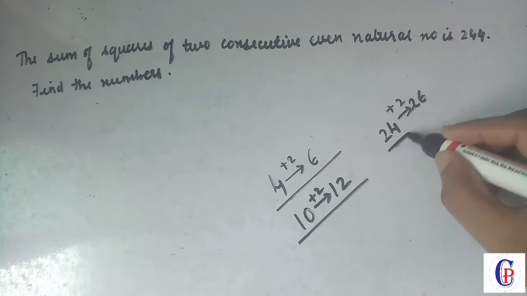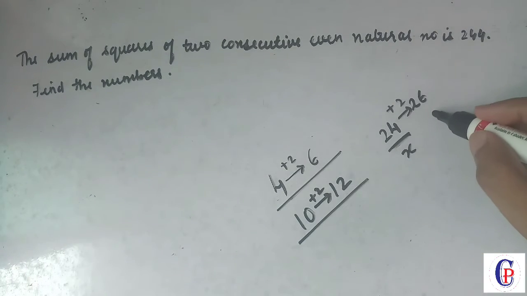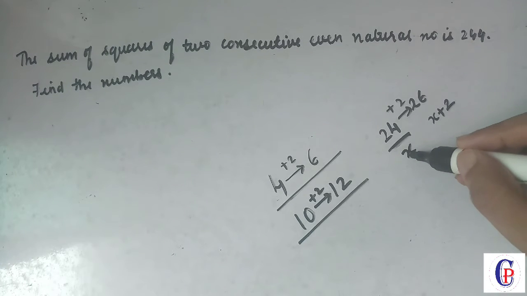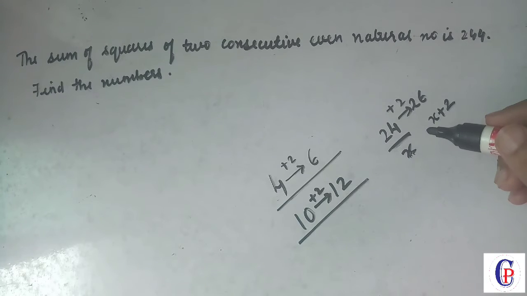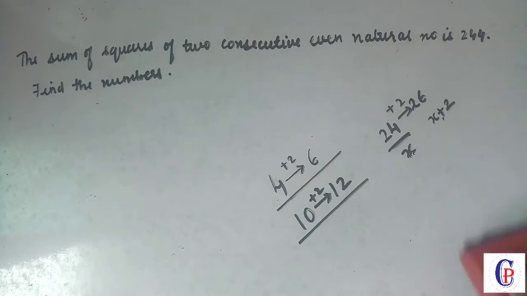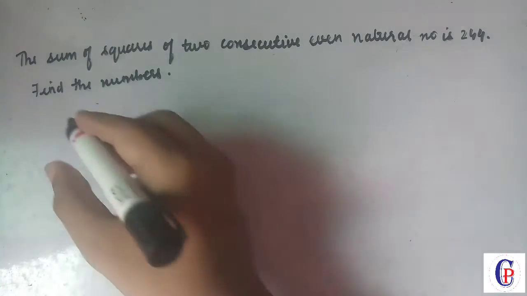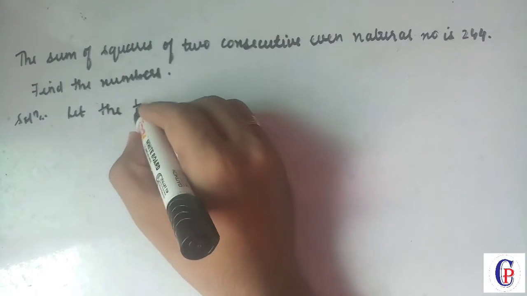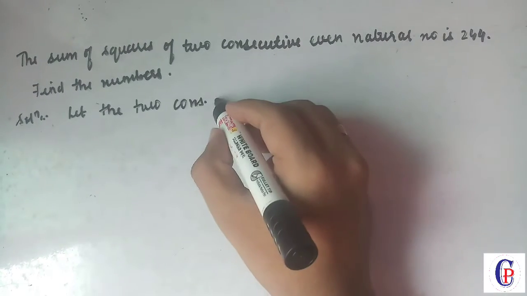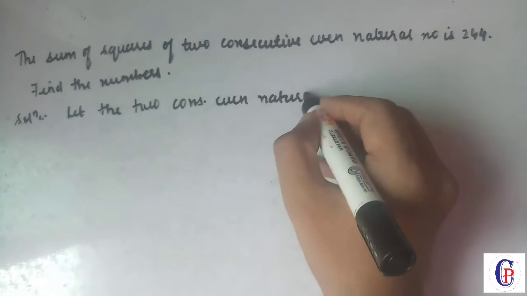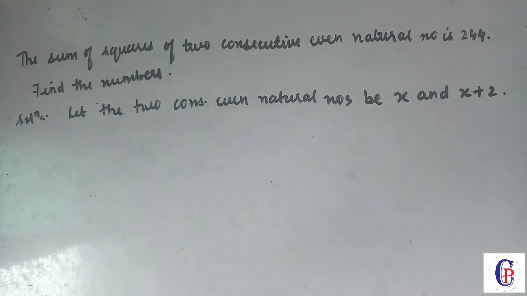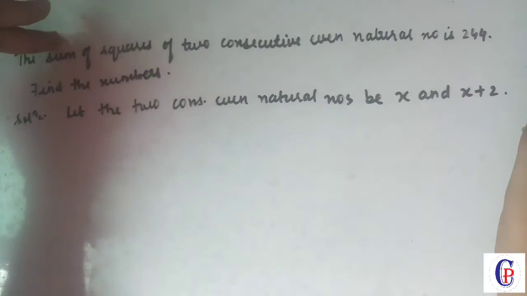So it means if I take the first number as x, naturally the second number is x plus 2. Whichever number you take, the next number will be plus 2, because it is consecutive. So what we will write here is: let the two consecutive even natural numbers be x and x plus 2. Okay. Now they are saying the sum of the squares.